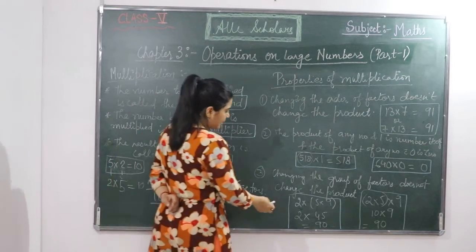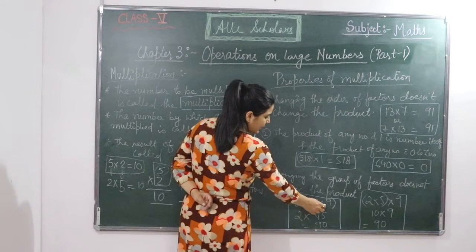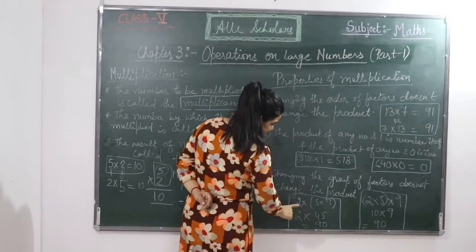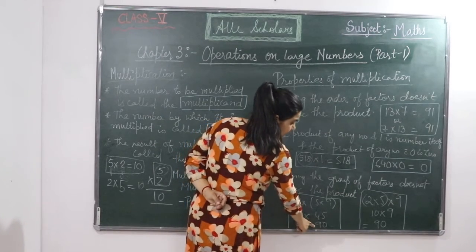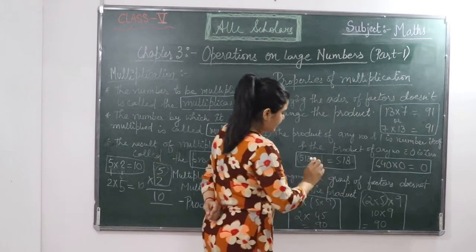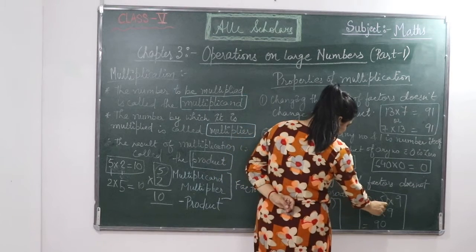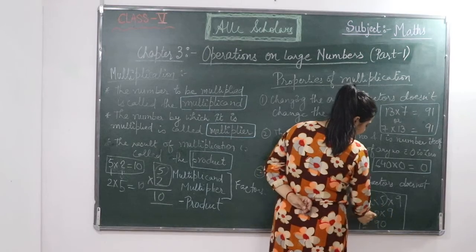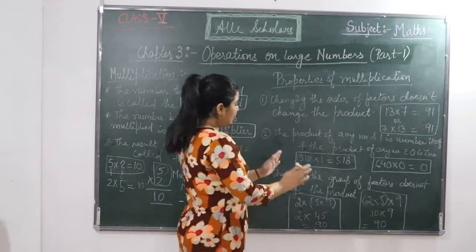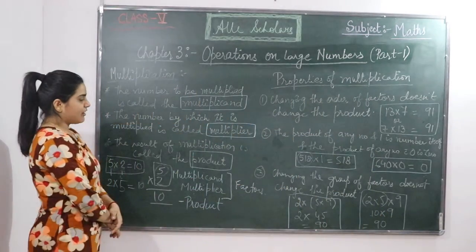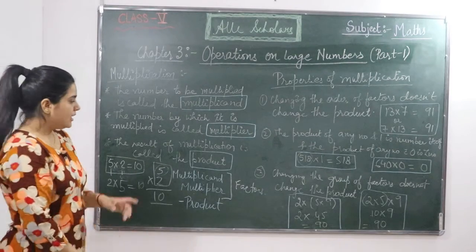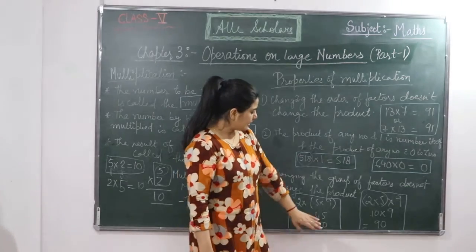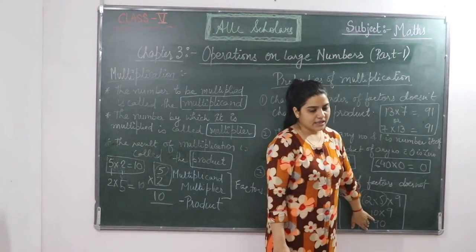Now let's see. 2 into 5 into 9. So 5 into 9 is 45, and 2 into 45 is 90. Now let's change the order. 2 into 5 into 9. So 2 into 5 is 10, and 10 into 9 is 90. So we can see that changing the group of factors doesn't change the product. The product remains the same. In this case also it is 90 and in this case also it is 90.